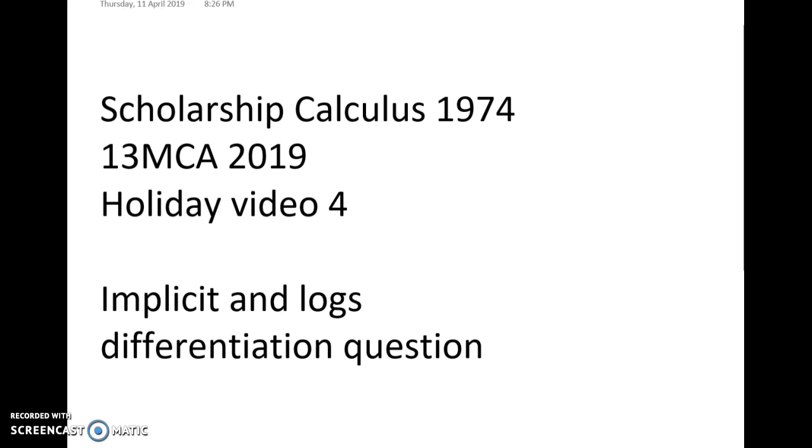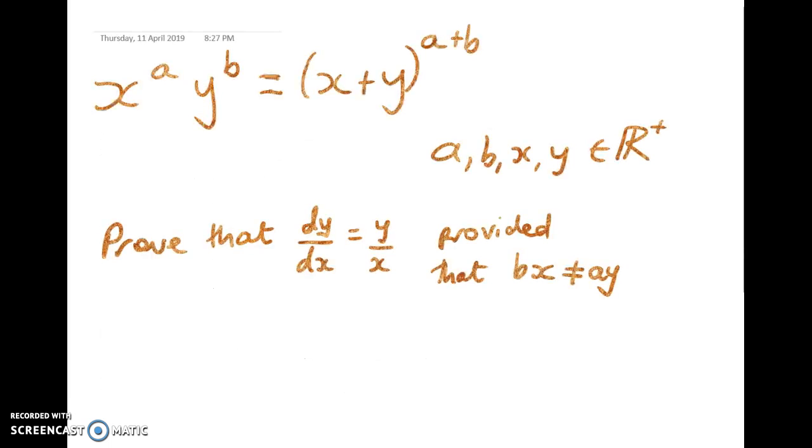This is one from 1974 scholarship calculus, and this is a nice question. Maybe a little bit more thinking than a couple of the other ones I've done today, but still pretty obvious what we've got to do once you've got the techniques under control. So this one's going to use logs and implicit differentiation, and what else? A little bit of chain rule. No, not really chain rule, just logs and implicit.